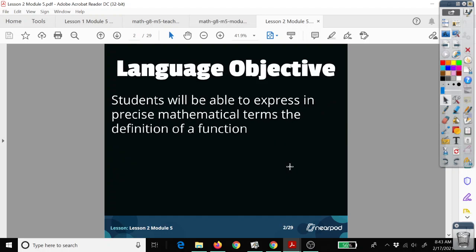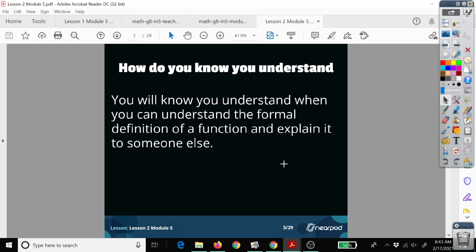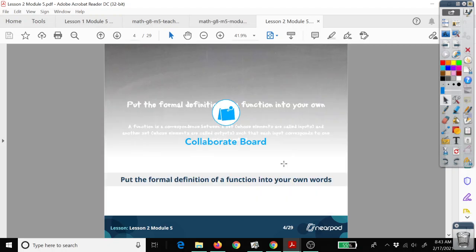All right, we're going to express in precise mathematical terms the definition of a function, and you'll know you understand it when you hear that formal definition, and then you can explain it to somebody else who doesn't understand what it is. All right.